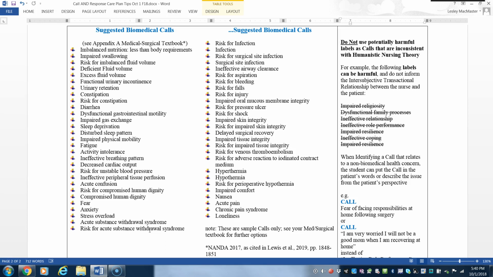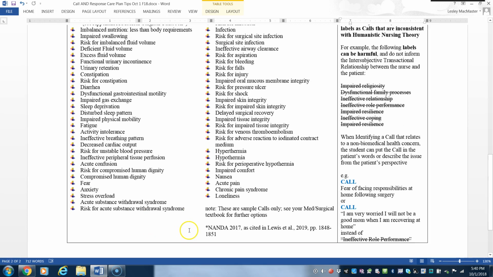So when identifying a call that relates to a non-biomedical health concern, the student can simply put the call in the patient's own words or describe the issue from the patient's perspective. For example, the call might be fear of facing responsibilities at home following surgery, or "I am very worried I will not be a good mom when I'm recovering at home," instead of using the label ineffective role performance, which can be viewed as a negative label and is potentially harmful and doesn't lead or suggest that there is open dialogue that comes to a mutual understanding through intersubjective relationship.